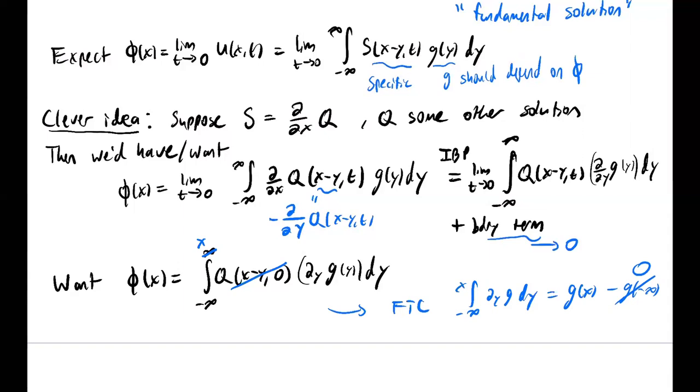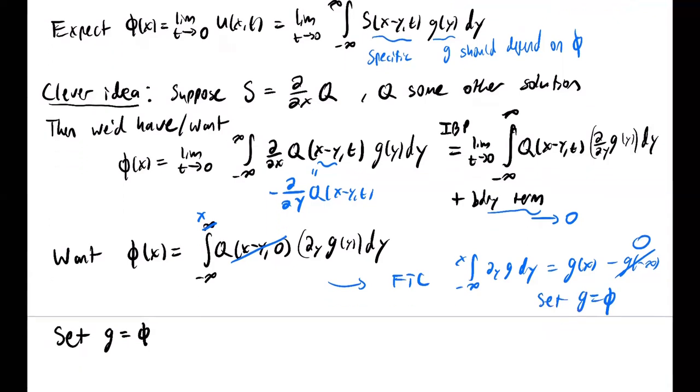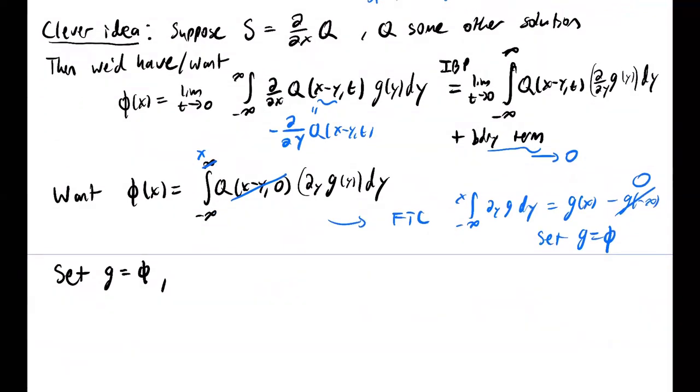And I want that to be equal to phi. So if I set g equal to phi, that would work, as long as I can make this first step over here, where I crossed off the infinity with the x, work. And so what we're going to do now is just set g equal to phi, which is a reasonable thing to try because it has to depend on phi in some way. So just try the easiest thing first. And what I want to do is choose my q so that when I take the limit as t goes to 0, the integral is just the integral from minus infinity to x of the derivative. So let me write that out.